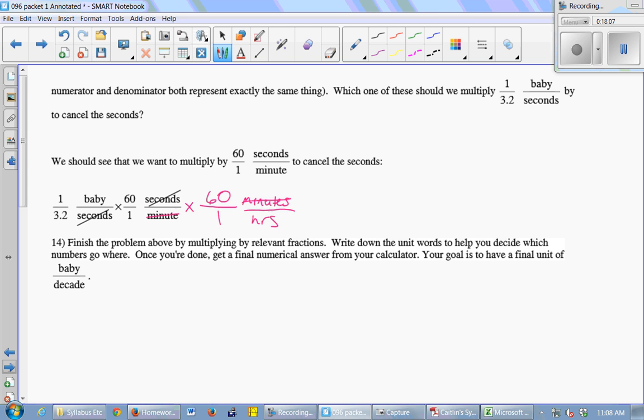All right, how can you convert hours to a larger quantity of time? Days. So I want to convert to days now. So I'm going to multiply by another fraction. Should I put the hours on the top or the bottom? The top, so that it'll cancel with the hours that are on the bottom. So I'm going to put 24 hours per 1 day. Okay.